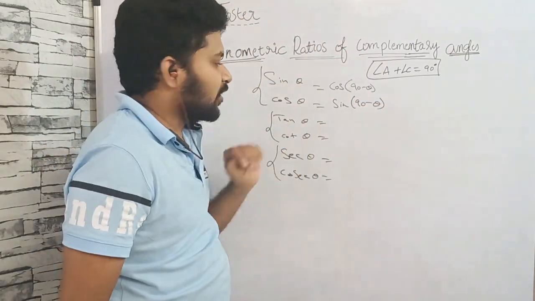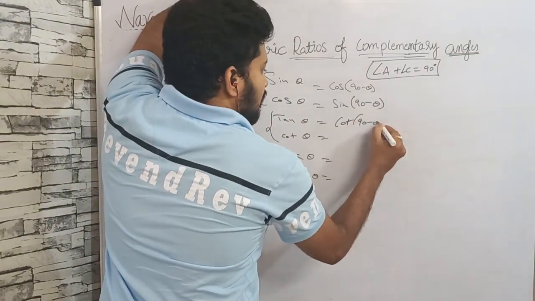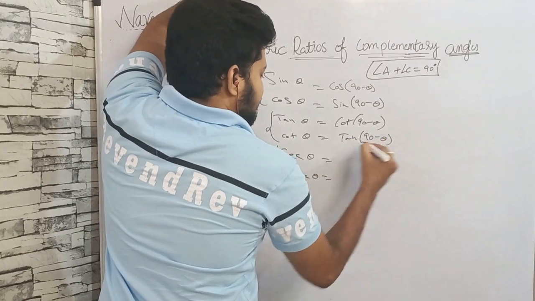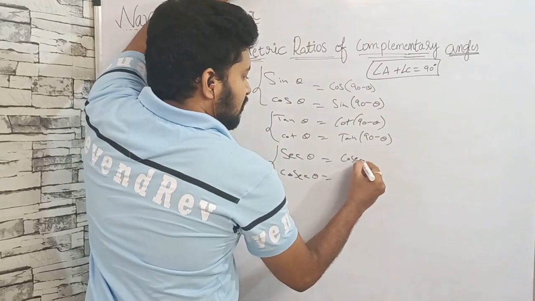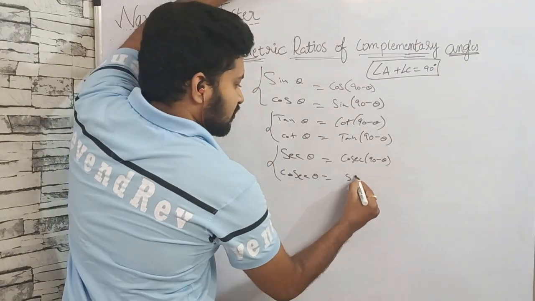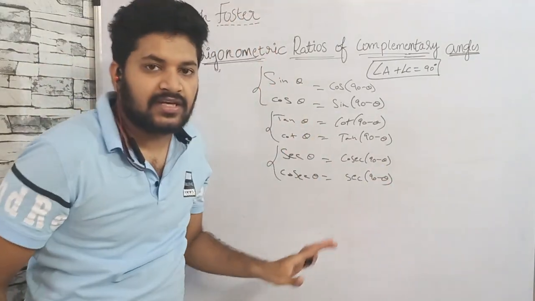Now coming to tan and cot. Tan theta is cot of 90 minus theta, and cot theta is tan of 90 minus theta. Secant is the cosecant of 90 minus theta, and cosecant is the secant of 90 minus theta. The easy way to remember is this.